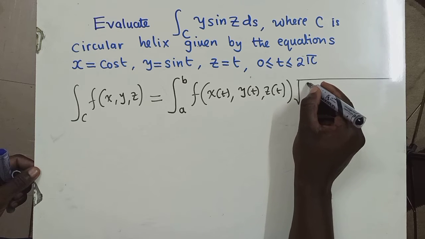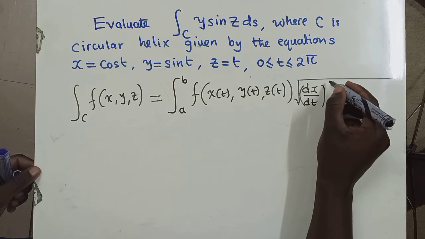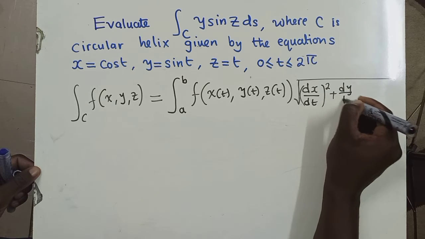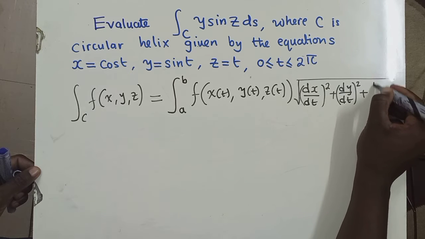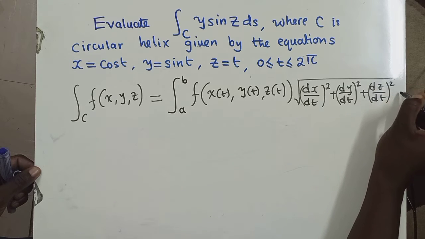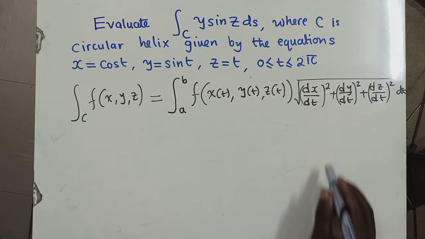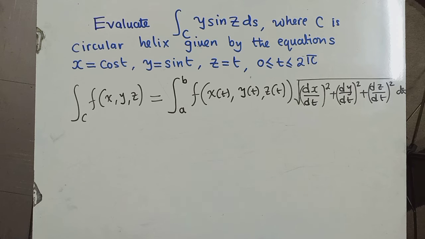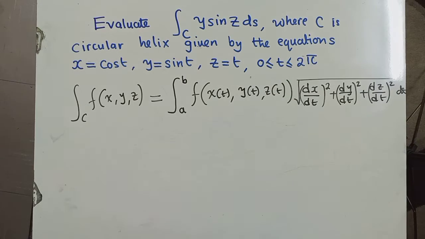So next here will be the integral of the derivative of x with respect to t, squared, plus the derivative of y with respect to t, squared, plus the derivative of z with respect to t, squared, dt. Because we're integrating with respect to t, this is the formula. You need to know this formula right here. So now let me try to answer this question using the formula and see what we're supposed to do.